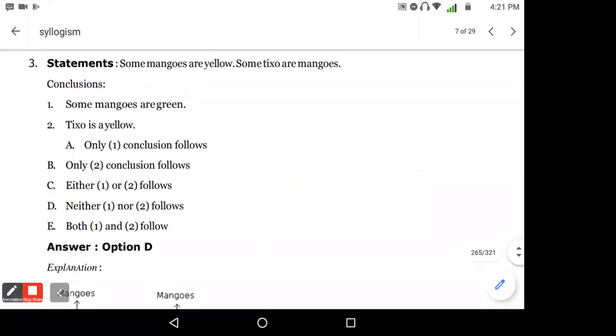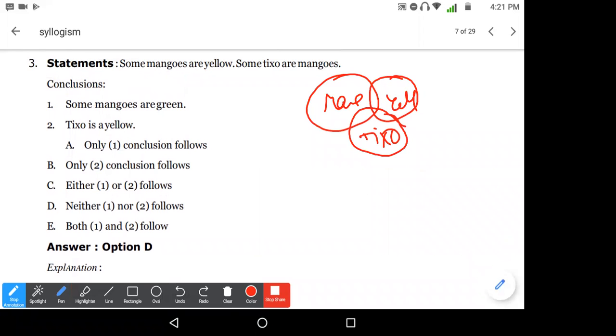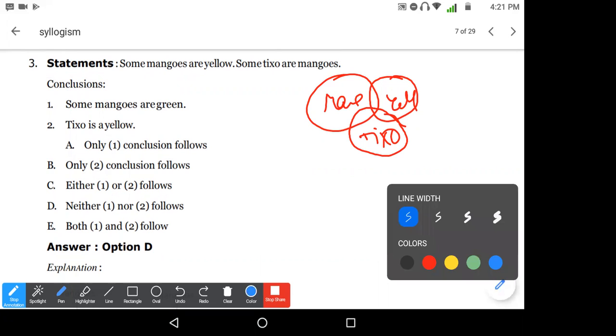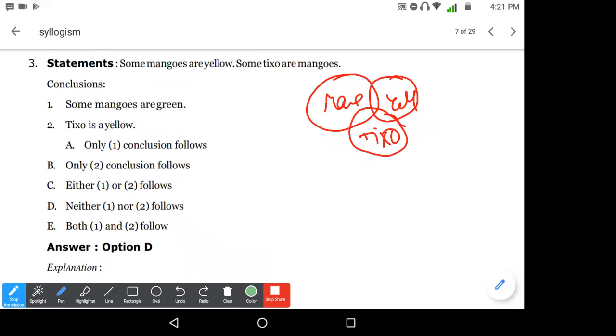Tixo is what? What was that? Some Tixo are mangoes. So some Tixo are mangoes. That is also covered. Look here. Some Tixo are mangoes. And some Tixo are yellow also. Some mangoes are yellow. Some mangoes are green. This is a possibility. This is also a possibility. So both 1 and 2 are correct.